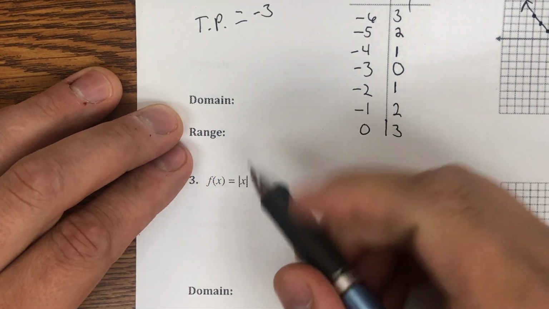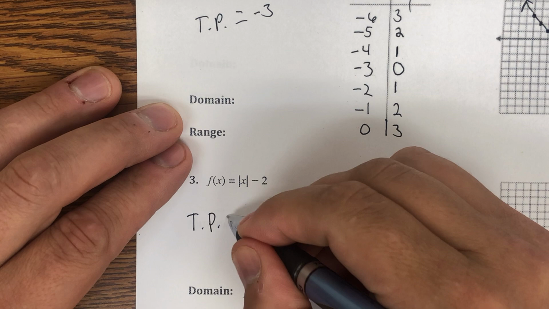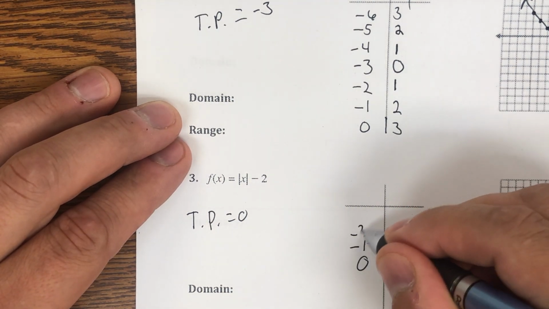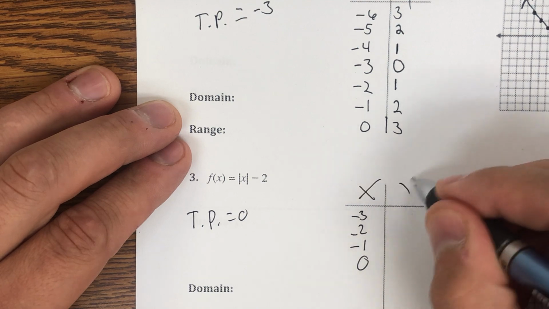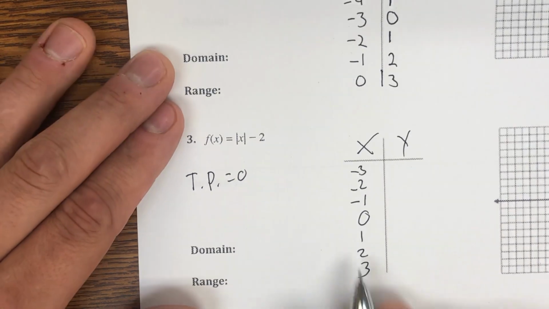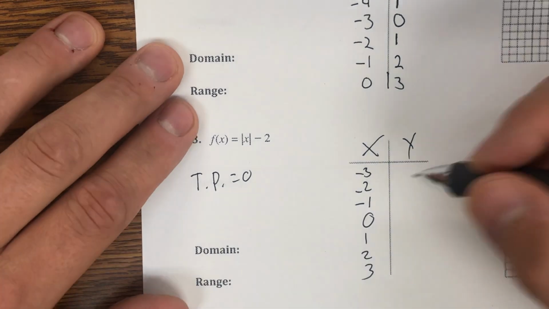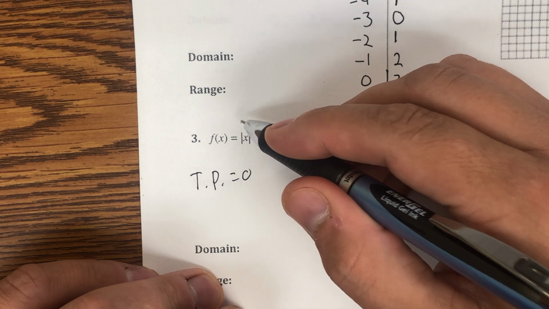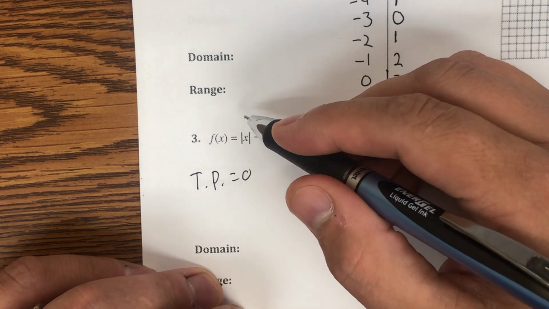What makes the absolute value equal to 0? The target point is 0. So we have 0. Smaller numbers, negative 1, negative 2, negative 3, x, y. 1, 2, and 3 are the bigger ones. So we have to pick some smaller than the target point and some bigger than the target point. Now when I plug these in, absolute value of 0 is 0. Make sure you take the absolute value first. I follow the order of operations.